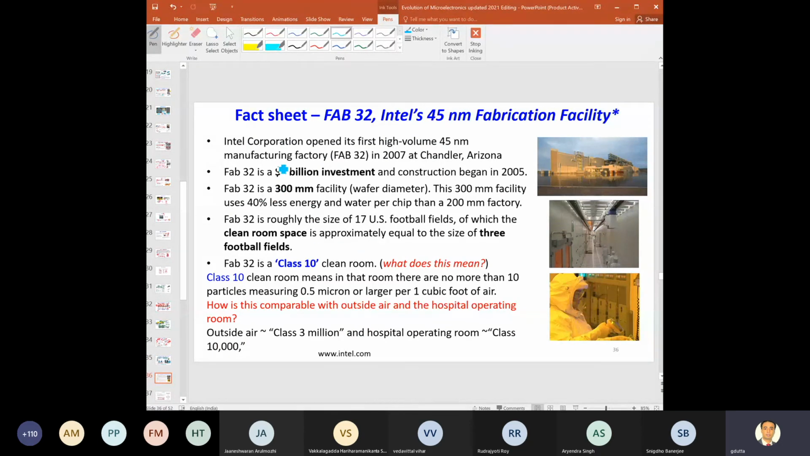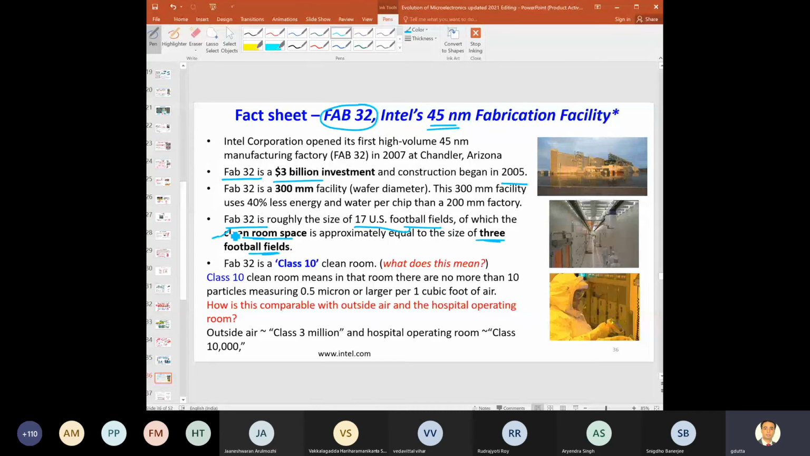Okay, so a fact sheet regarding Fab 32. Fab 32 is Intel's 45 nanometer technology fabrication facility. Just to give some idea, it is not for exam purposes, but for your understanding, right? For Fab 32, the total investment was around 3 billion in 2005. In terms of size, you can think of 17 US football fields, out of which there will be 3 football fields of clean room.